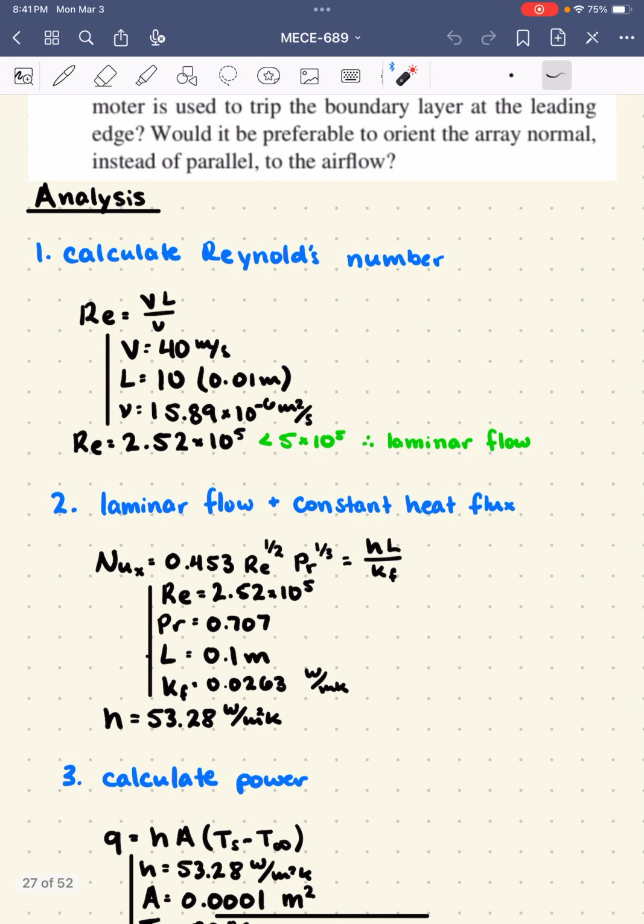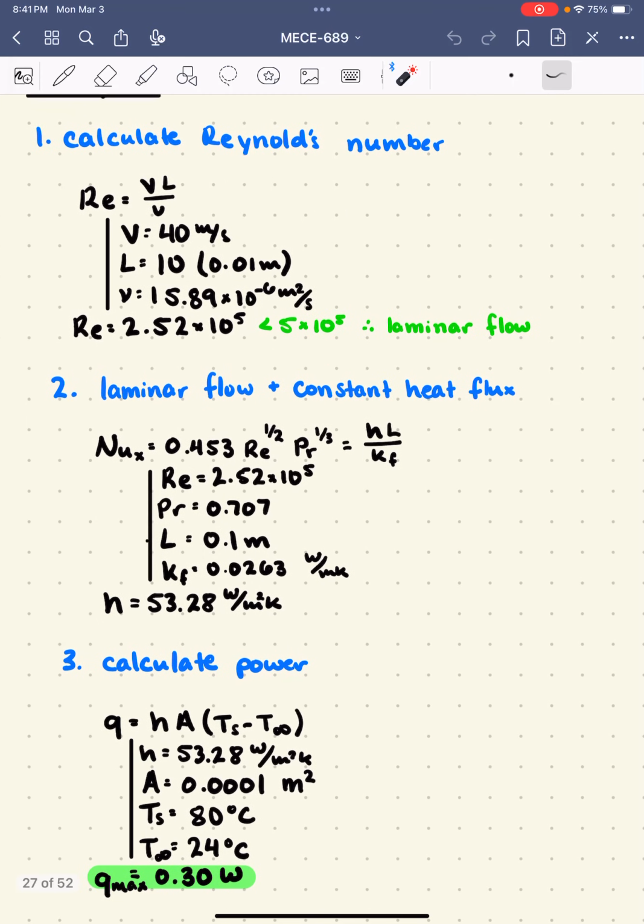In order to validate our laminar flow assumption, we're going to use the Reynolds number with this equation here. And we have all the variables for that, so I solve this to get that my Reynolds number is 2.52 times 10 to the 5, which is less than 5 times 10 to the 5, so we have laminar flow.